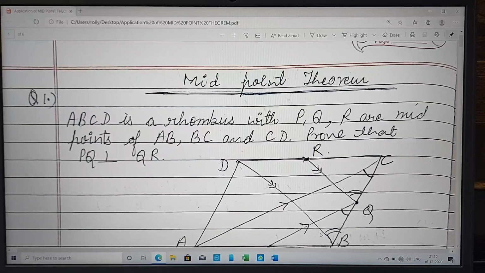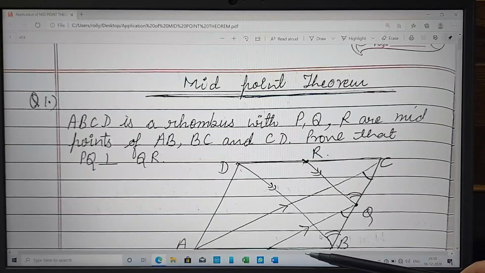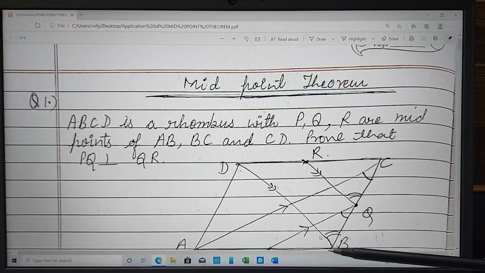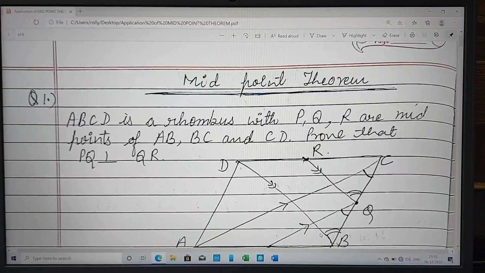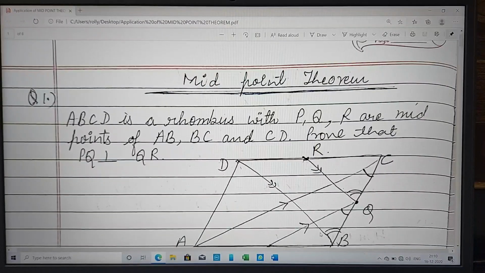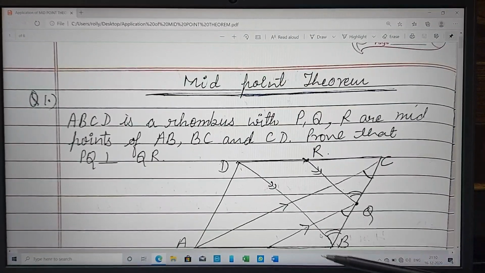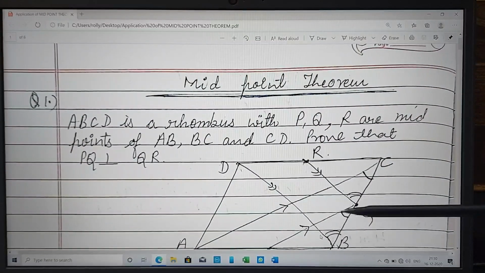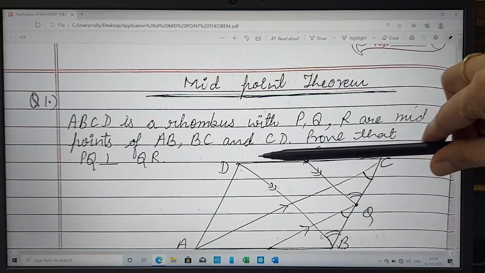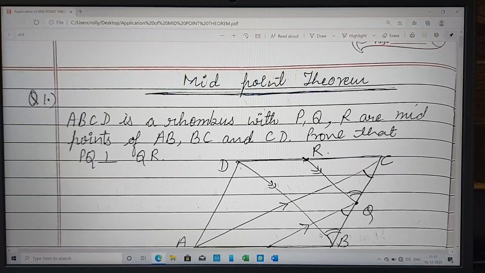Clear? Likewise, complete angle B will be bisected by diagonal BD because this is the property of a rhombus, that vertex angles of a rhombus are bisected by diagonals. So complete angle B will be bisected by diagonal BD. So we can write angle CBD is equal to half of angle CBA, or we can say ABC.